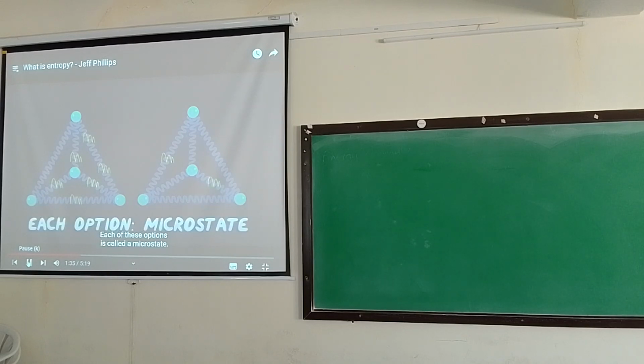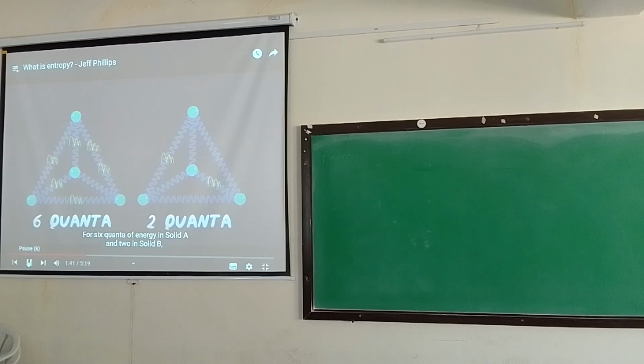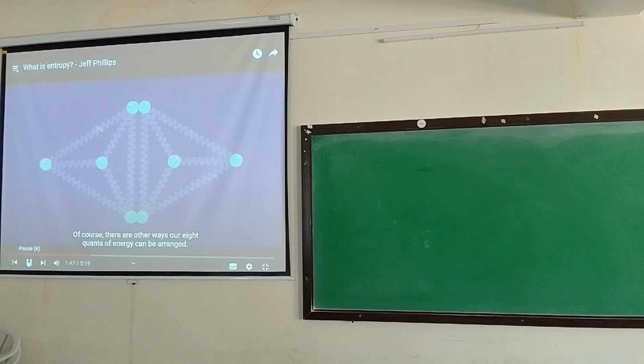Each of these options is called a microstate. For 6 quanta of energy in solid A and 2 in solid B, there are 9,702 microstates. Of course, there are other ways our 8 quanta of energy can be arranged.